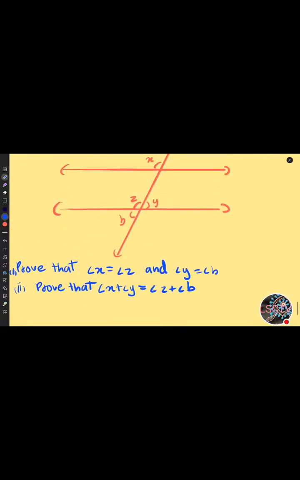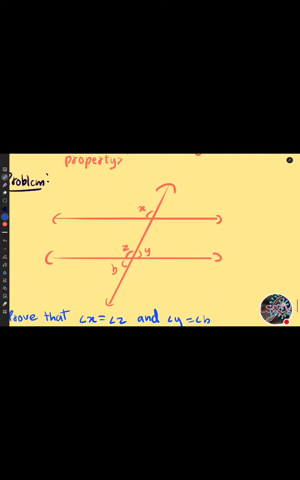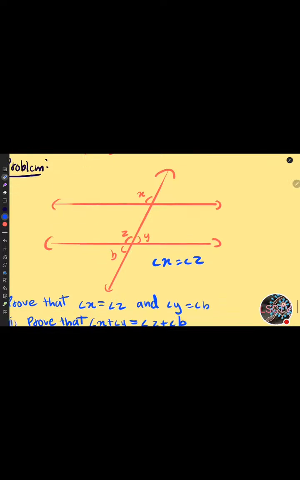Now, prove that x is equal to z. How is x equal to z? They lie on the same plane, so they are corresponding angles. So angle x equals angle z. Corresponding angles property. Simple. Now, let's say this angle is equal to angle y. x plus y are on a straight line, so x plus y equals 180 degrees.